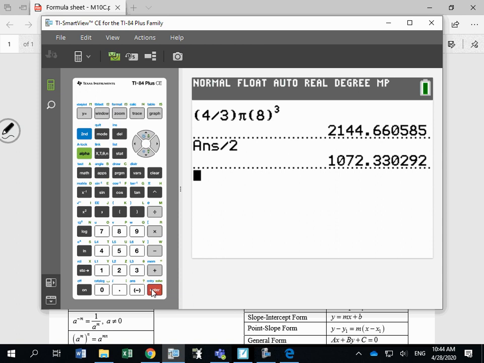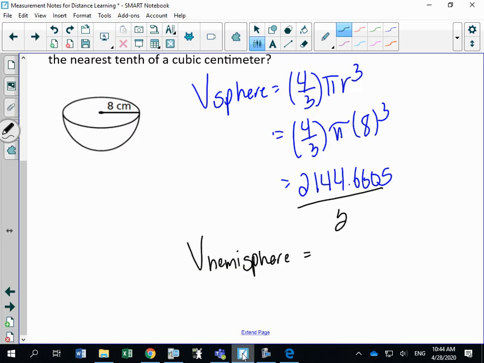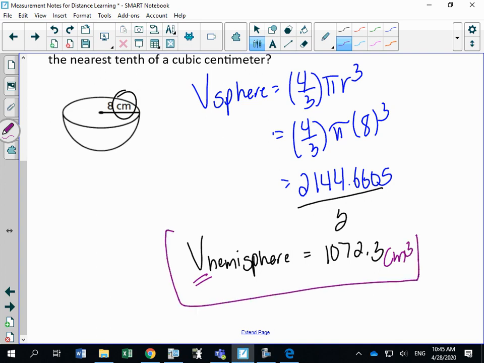And then I'm going to look at how they want it rounded. They want it rounded to the nearest tenth of a centimeter, which is 1 decimal. So 1072.3. I need to look at my units, centimeters. This is volume. I always cube it. And that would be your answer.